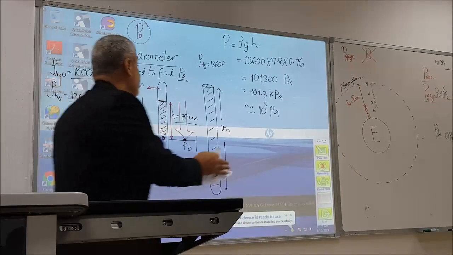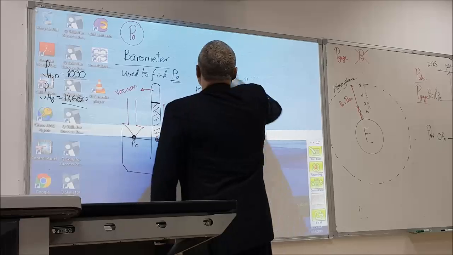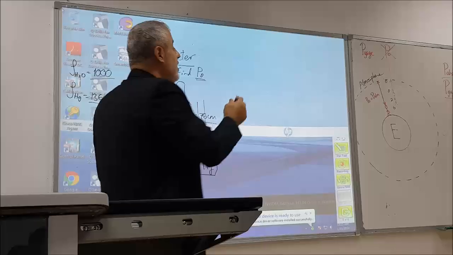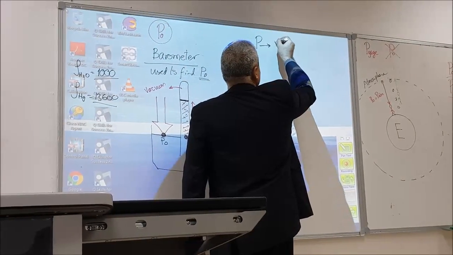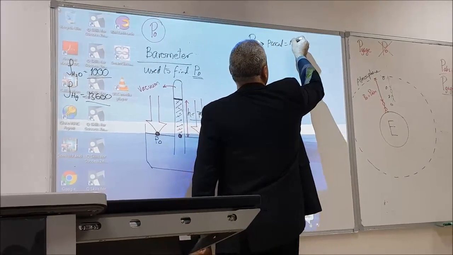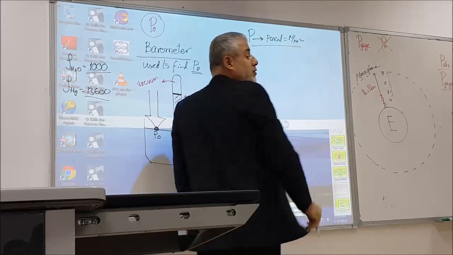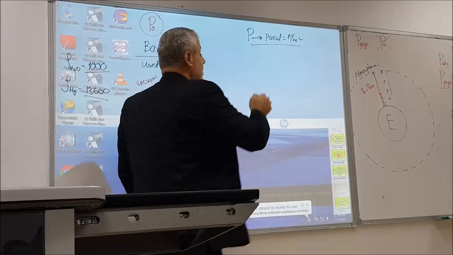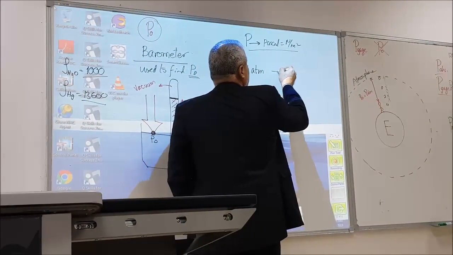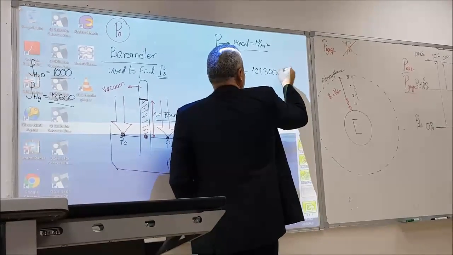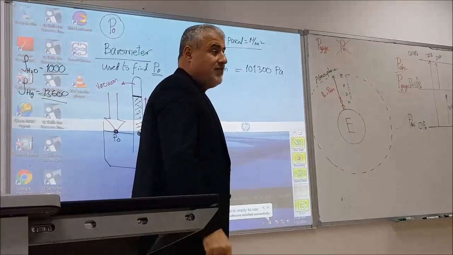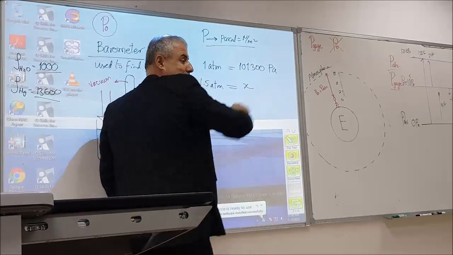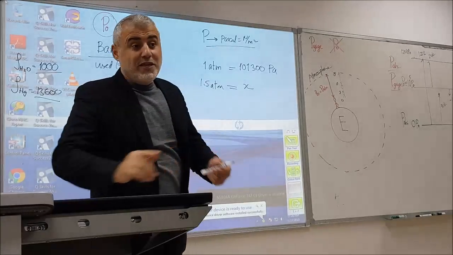Let's go to the next point. For medical applications, I need to tell you something. We always use pressure in Pascal, and Pascal stands for Newton per meter squared. Sometimes we can give you the pressure in atmospheres. It's simple. 1 atmosphere equals 101,300 Pascal. If I say, what about 1.5 atmospheres equals X, cross product? It's simple. This will be given to you.